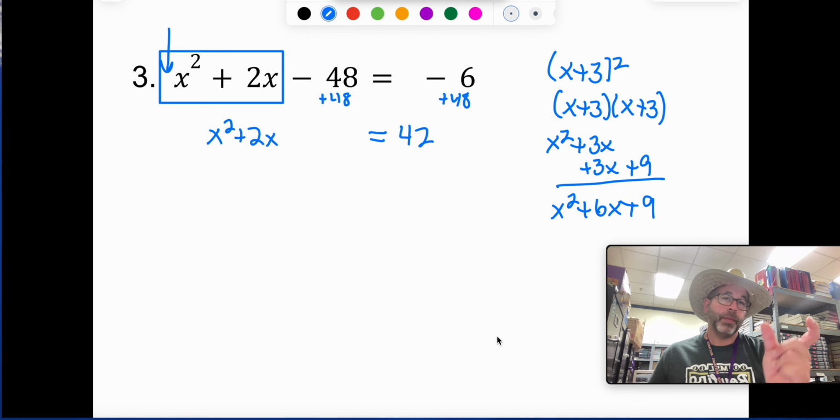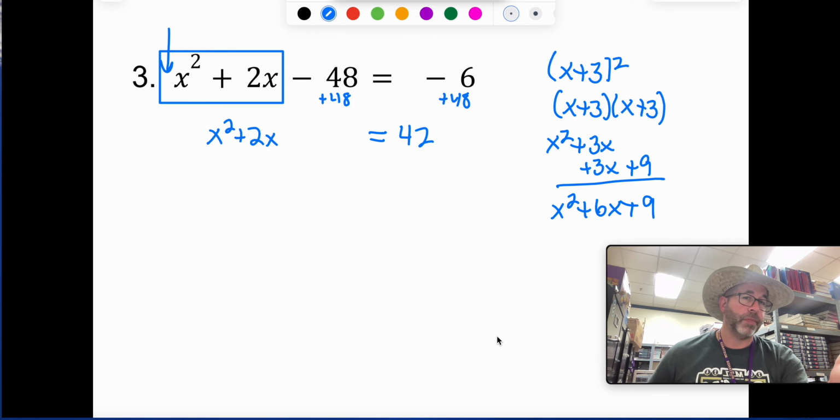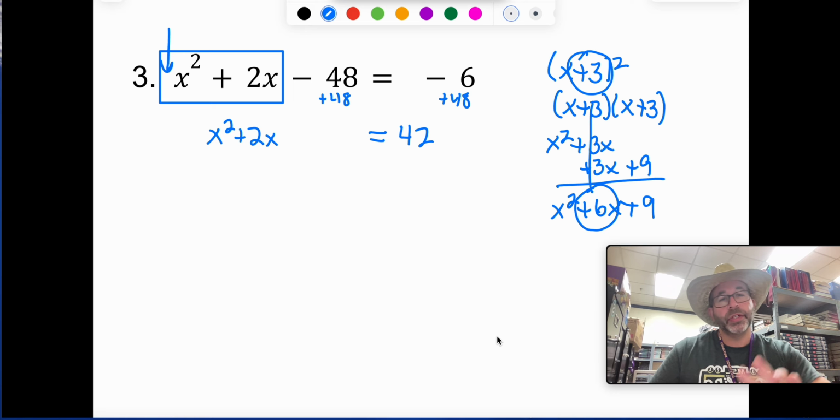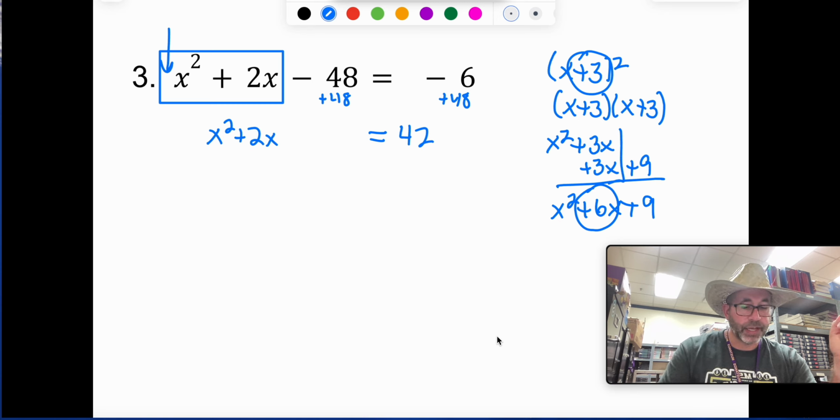Now, whenever we have a binomial and we square it, there's this pattern that happens. The pattern that forms is that this 9 that's right here is just that 3 squared. Okay? And the pattern that forms with the middle term is that this 3 right here and that 6 is always going to be double that term right there. And that's because of the fact that that 3 gets counted twice.